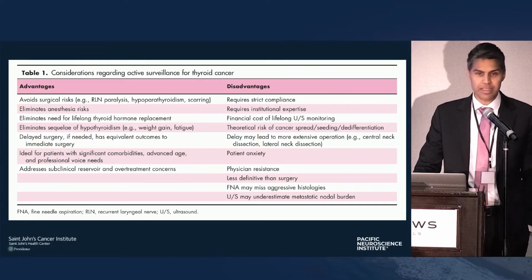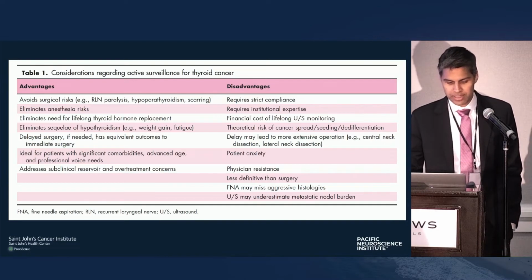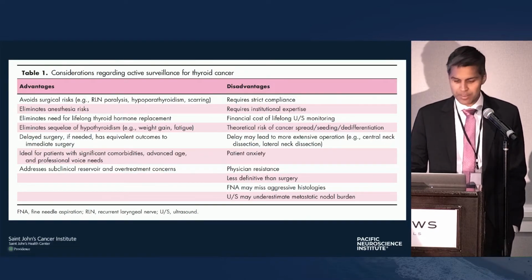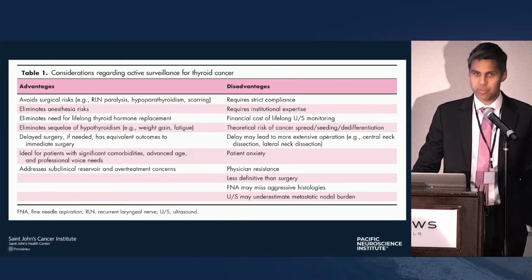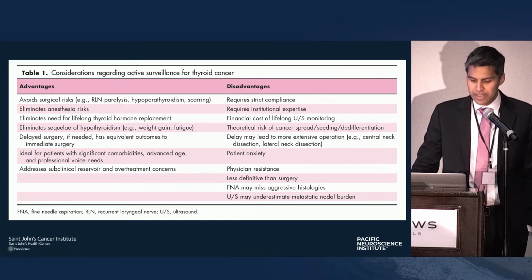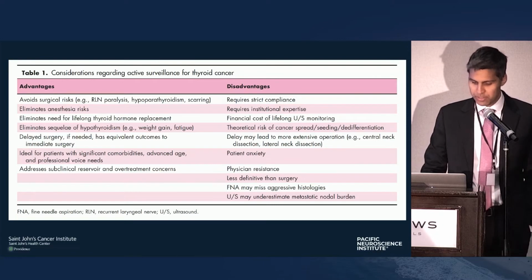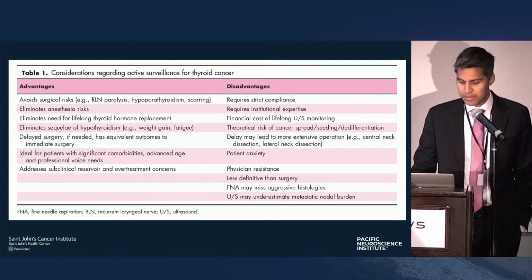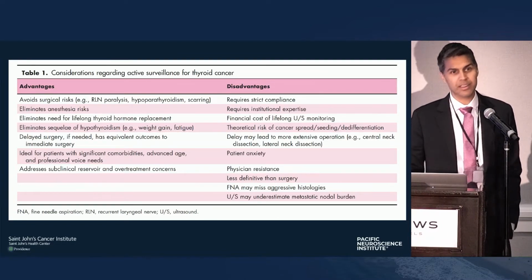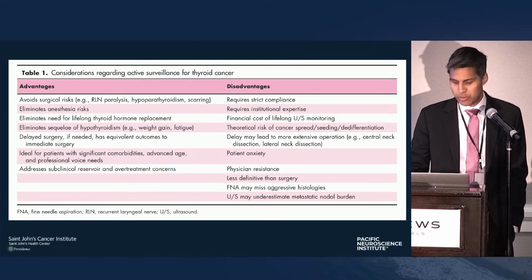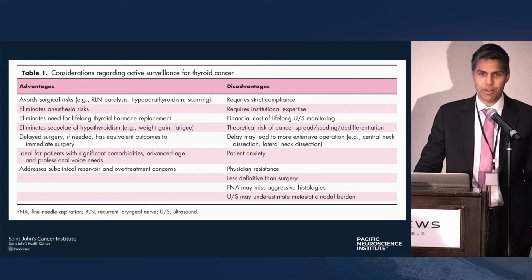There are some advantages and disadvantages. The advantages are obviously that you avoid surgical risks of nerve paralysis and calcium problems, and scarring is a major consideration in many of the countries that did the clinical trials. But I think the last point is the most interesting: it addresses the fact that we believe there's a large subclinical reservoir of low-risk disease that's out there and never discovered. And it addresses the concerns that we're over-treating thyroid cancers by operating on all the small, low-risk ones.